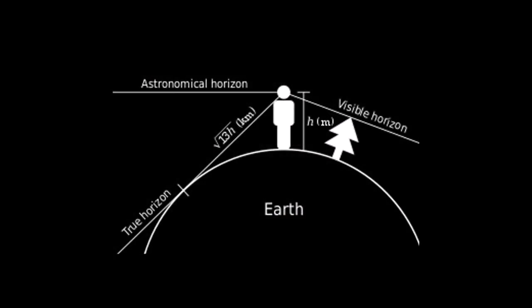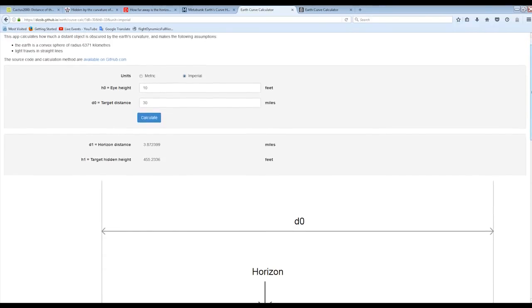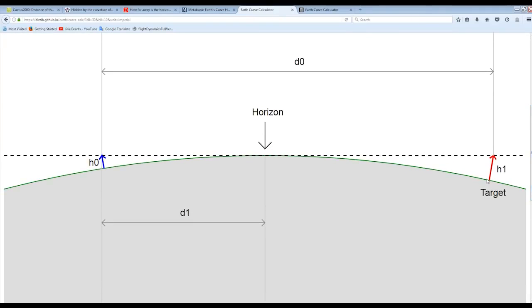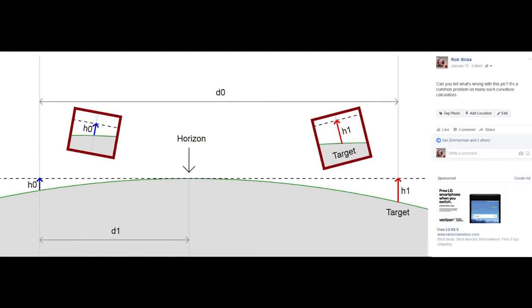They always depict it that way. In fact, if we go to this other one here, Earth Curve Calculator, a lot of people like to use this one. This is the way it looks today. But I'm going to tell you that's not the way it has always looked. They've got the H0 or the observer here and the target perpendicular with the ground. But this is a recent change to the website. This is the way they used to depict it. They used to have H0 and H1 straight up and down, instead of perpendicular with the green line representing the globe.